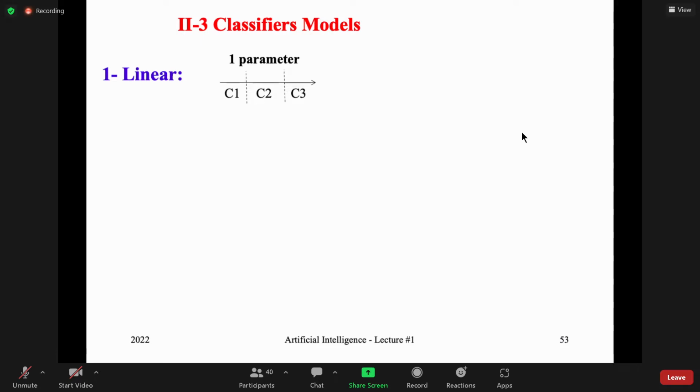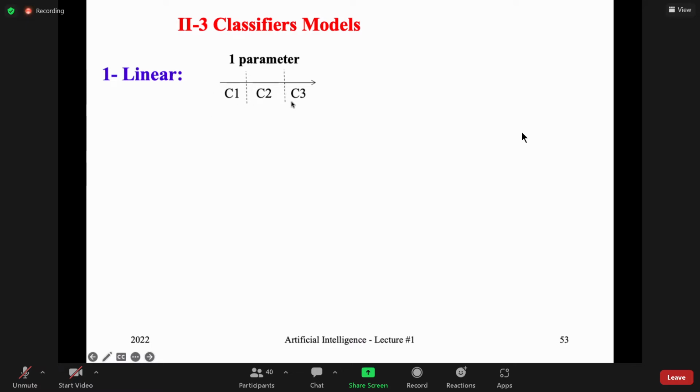Here we can have, in fact, one parameter. That is what I mean by linear. Here I have three categories, C1, C2, and C3. It means that if we are at the left of this first threshold, we are in this category.